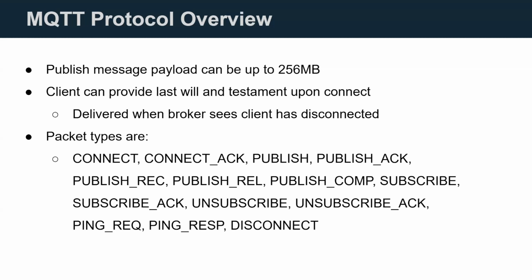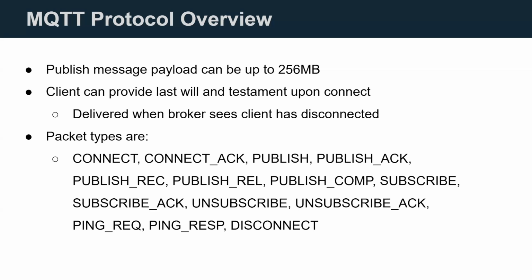The last will and testament allows other clients to be informed when devices have lost their connection to the broker. During a normal session, a client would disconnect cleanly, indicating an intentional, orderly shutdown. But if a broker loses the connection ungracefully, then the disconnected client can inform its peers using the last will and testament message that's stored on the broker.